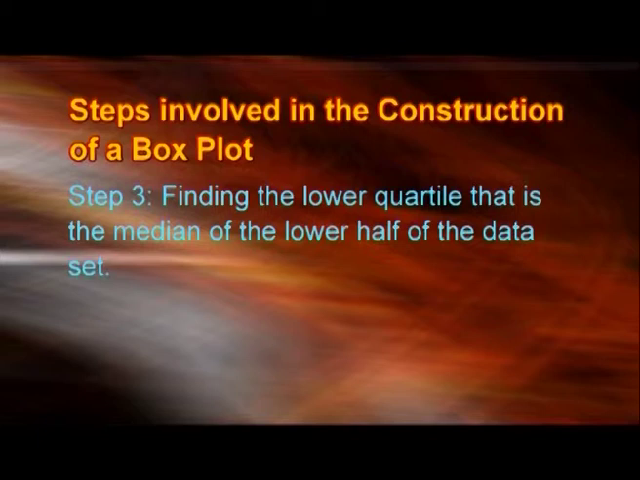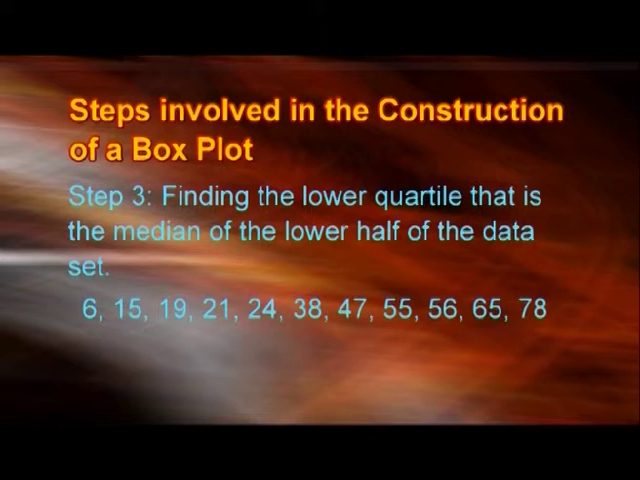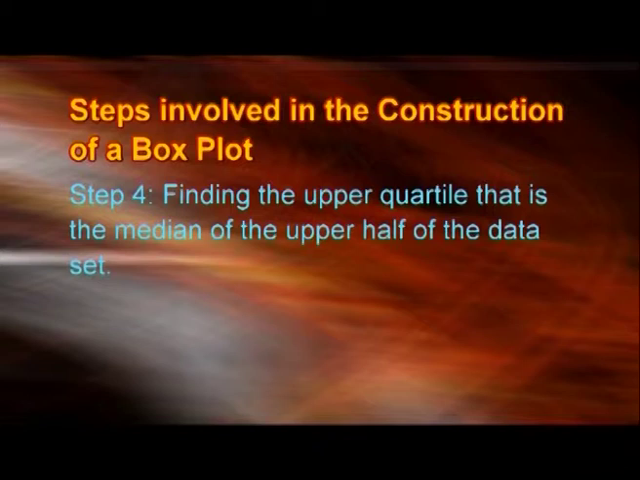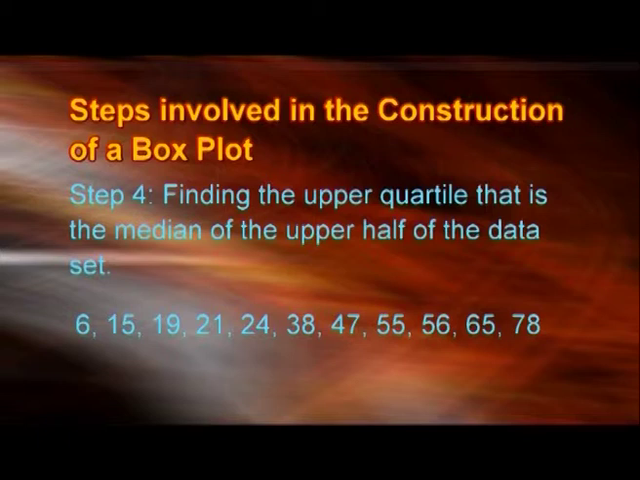Step 3. Finding the lower quartile, that is the median of the lower half of the data set. Example, in continuation with the same data, we will get 19 as the median for the lower half of the data set. Step 4. Finding the upper quartile, that is the median of the upper half of the data set. Example, using the same data set, we will get 56 as the median for the upper half of the data set.